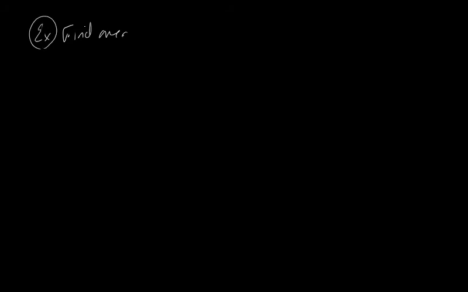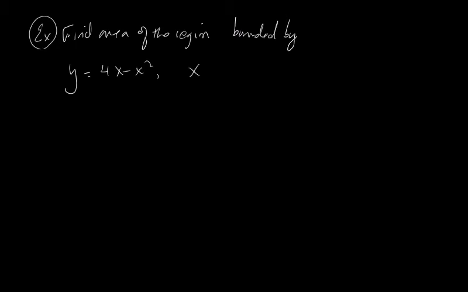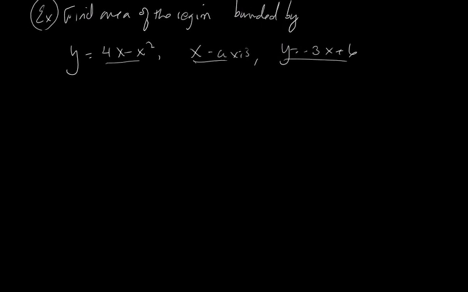Find the area of the region bounded by y equal to 4x minus x squared, the x-axis, and the line y equal to negative 3x plus 6. So the very first thing you should always do with these is sketch them. So we definitely need to get these sketched. We need to know where these things are going to intersect. So we need to know where the zeros are, that's where it's going to intersect the x-axis. We need to know where the two y functions are equal to each other. And then we can get a good accurate sketch.